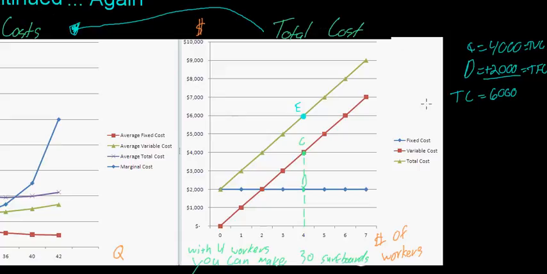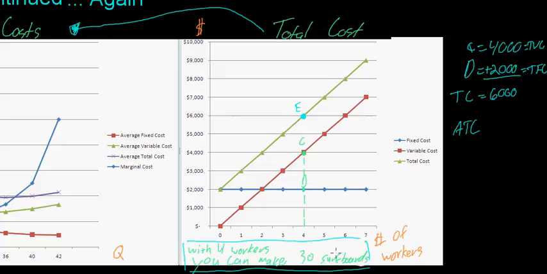Okay, so what's the next question that you could be asked? Well, the next question you could be asked, definitely and probably will find in some form, is what's average total cost? I went ahead and wrote this ahead of time. Because I decided to put this graph with number of workers on the x-axis, you need to know how much you can produce with a given number of workers. So with 4 workers you can make 30 surfboards.